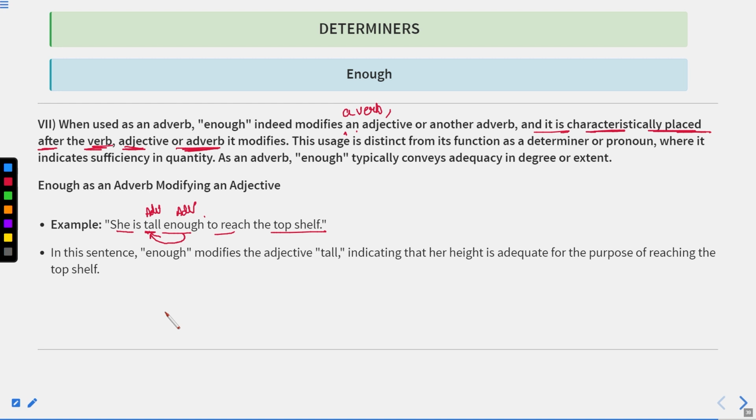So this is a very, very important structure of the word enough. If enough is used as an adjective, it will qualify a noun and will be used before it. But if it is used as an adverb, it will qualify the verb, adjective, or adverb and will be placed after it.